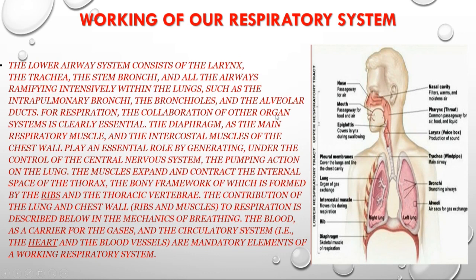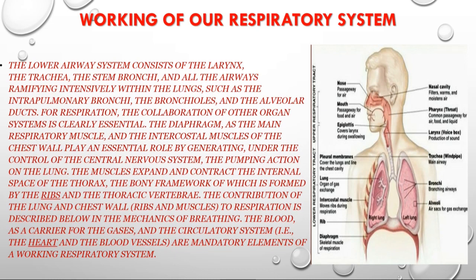Now, for respiration, the collaboration of other organ systems is clearly essential. They are very important. The diaphragm is the main respiratory muscle, and the intercostal muscles of the chest wall also play an important and essential role, acting under the control of the central nervous system to produce the pumping action on the lung.